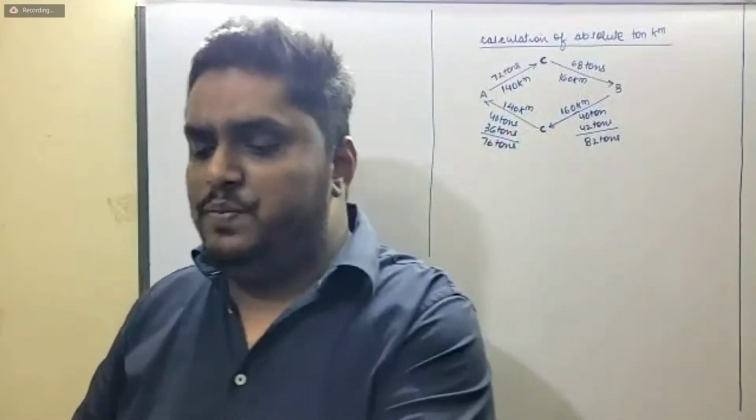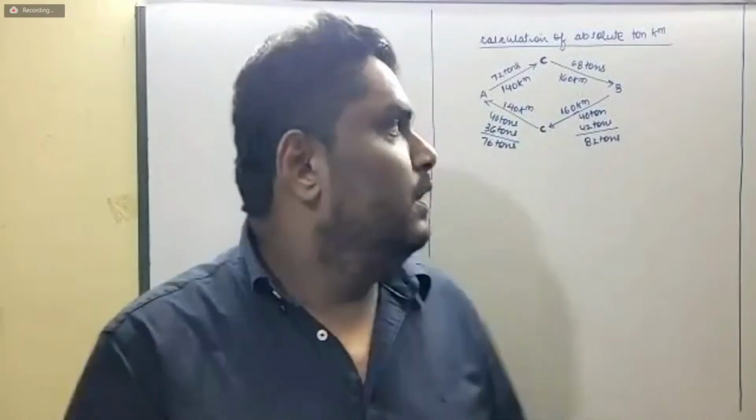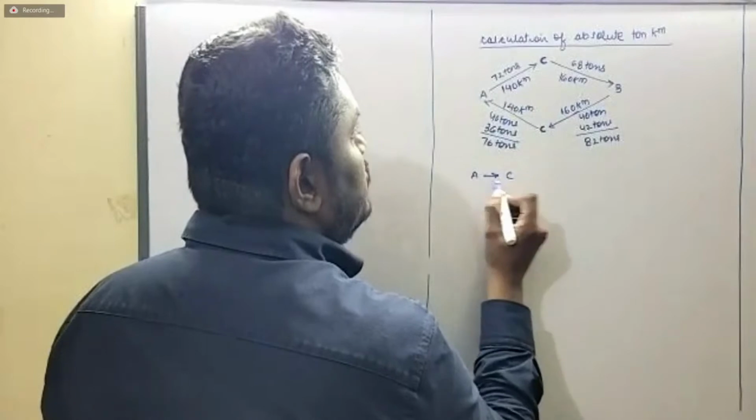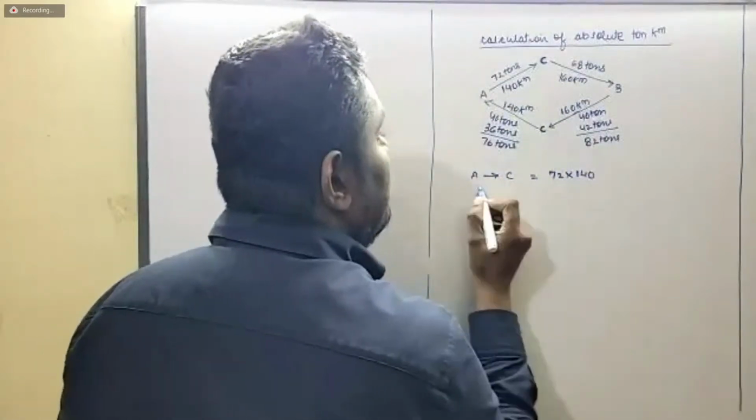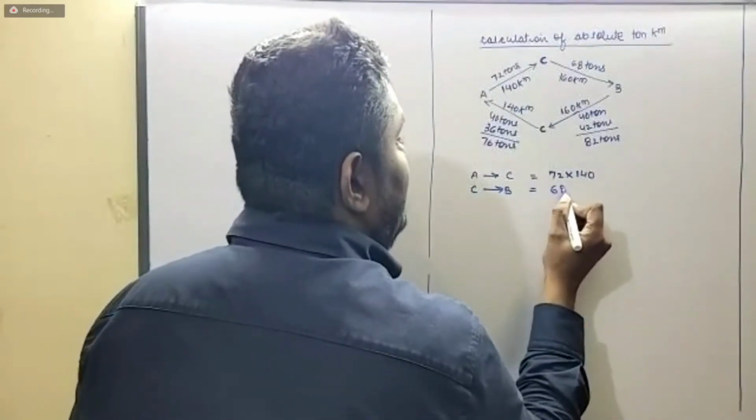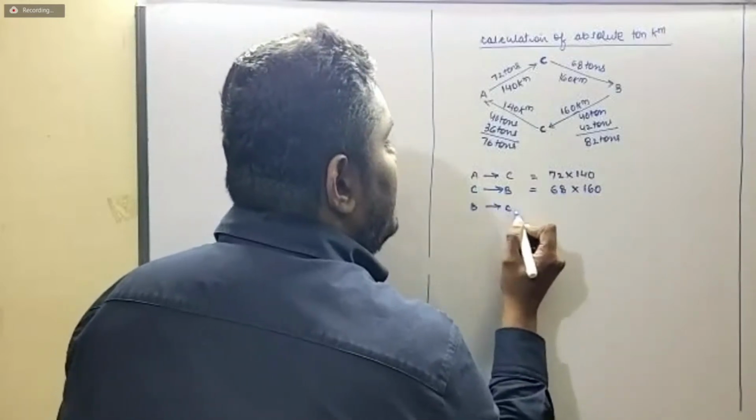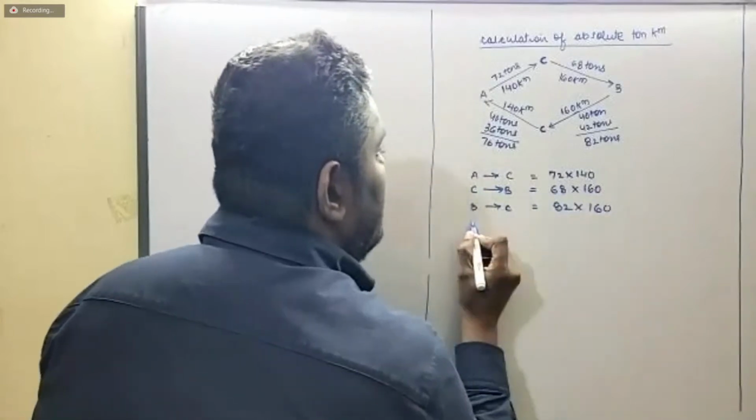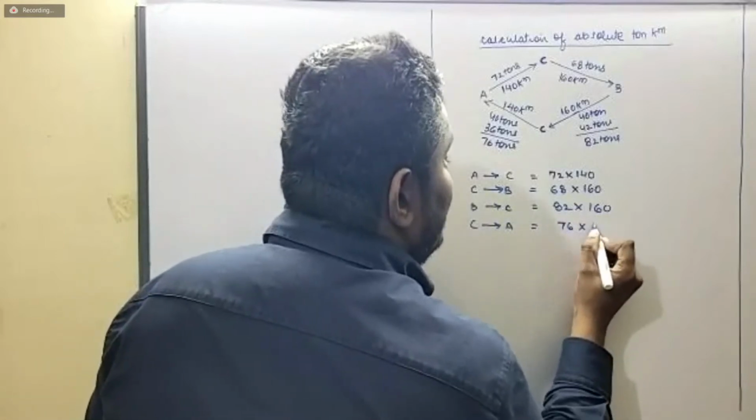So if this chart is prepared, we can easily calculate the absolute ton kilometers. That is A to C, 72 into 140, C to B, 68 into 160, B to C, 82 into 160, and C to A, 76 into 140.